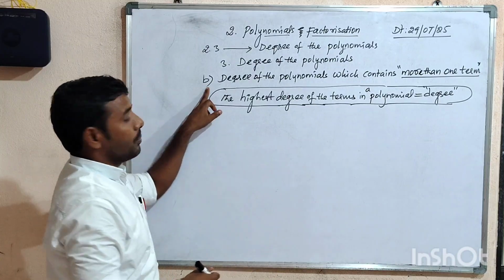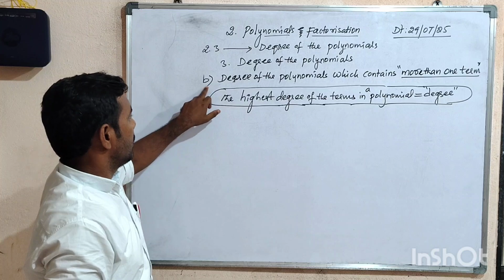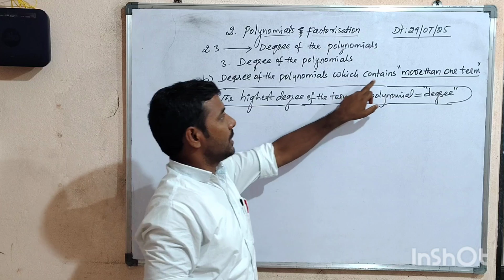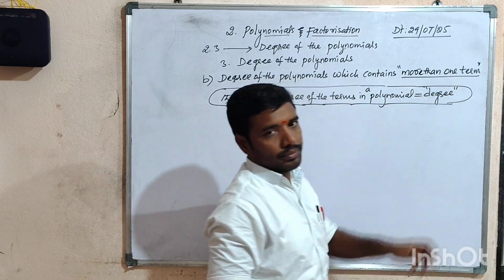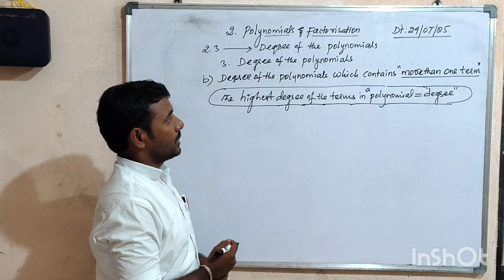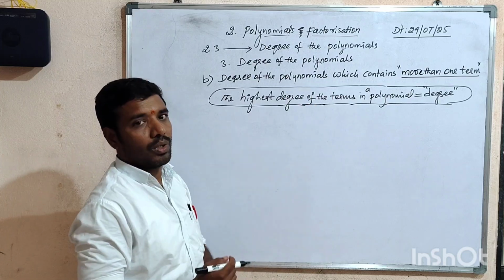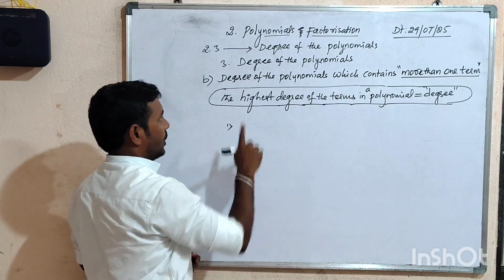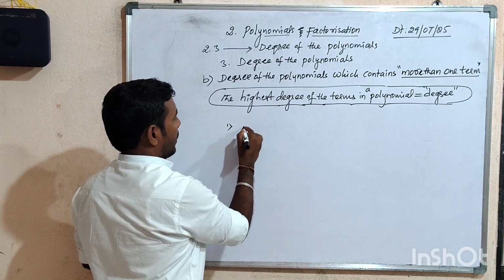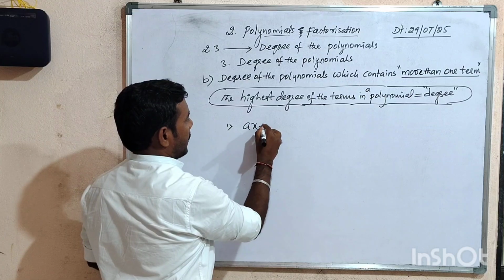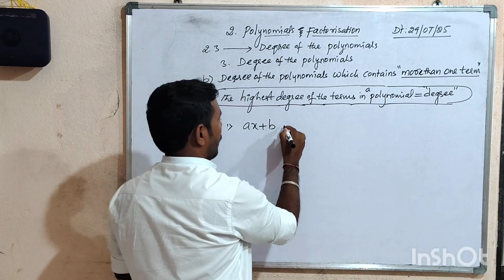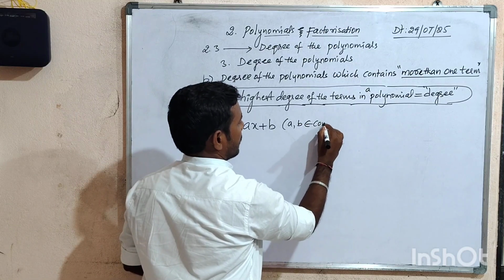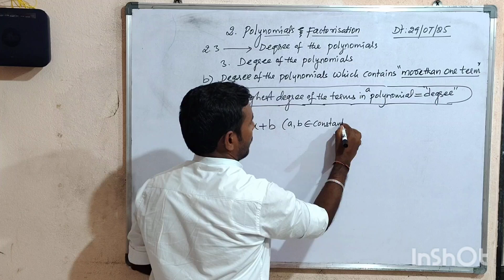Okay, students. Let us see B. That is the second part, the second point as B. Its name is the degree of a polynomial which contains more than one term. Now this is the time to discuss polynomials which contain more than one term. It should be a polynomial, right? Now I am taking ax plus b, where a, b belong to constants.